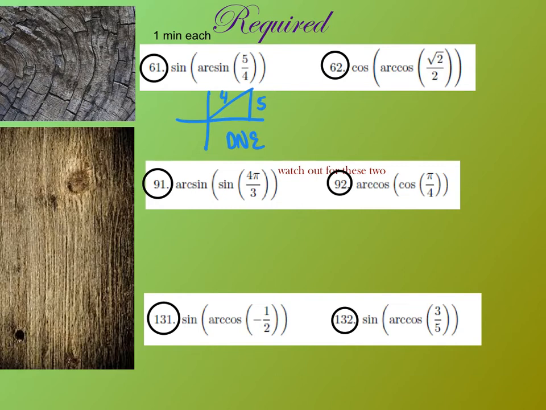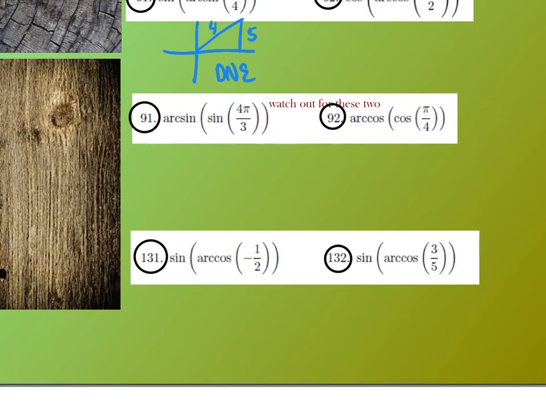So let's skip that one and let's do 91. This is a composite. It's not quite the same one that we had on the last slide, so I'm glad we're doing this. So first we're going to go from the inside out. Sine of 4π/3. Well, that's not an inverse. That's just a unit circle question. The sine of 4π/3 is what? Negative root 3/2. So then I'm going to rewrite, what is the arc sine of negative root 3/2?